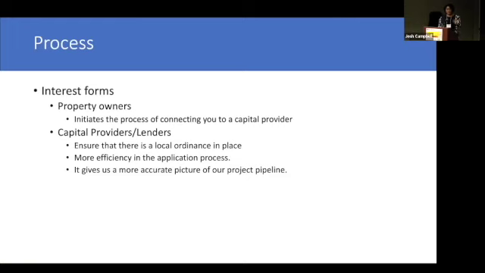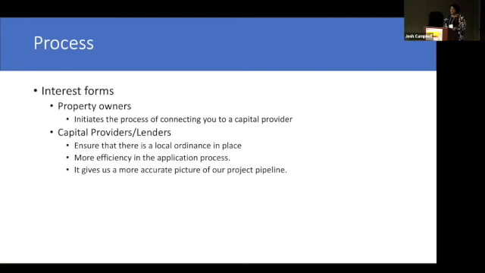And then it leads to a more efficient application process. We already have the local ordinance as well as the information about your project. We know whether or not it's probably going to be in the standard range, which means we can finish in about 7 days, sometimes quicker. Won't promise that though.